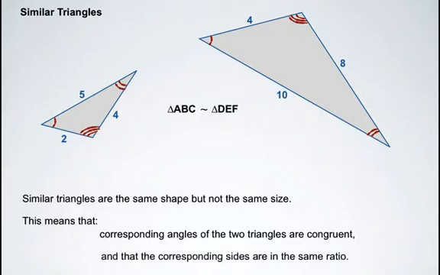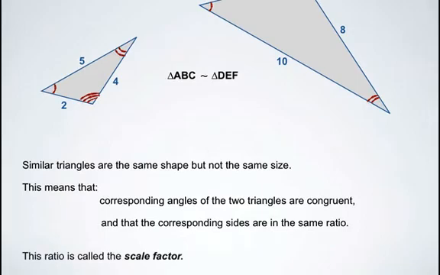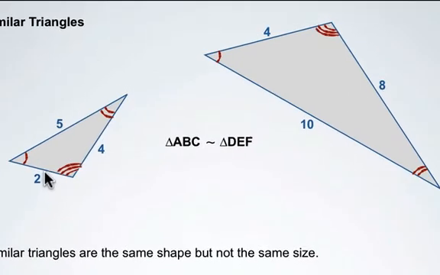Also, we would have to take a look at the side lengths. The side lengths in similar triangles would be in some sort of ratio, so that the corresponding sides in the first triangle compared to the second triangle would be in a ratio. The ratio is called the scale factor. So it's what you would do to this measure in order to get the value of its corresponding side in the second triangle. Can you spot what the scale factor would be in this illustration?